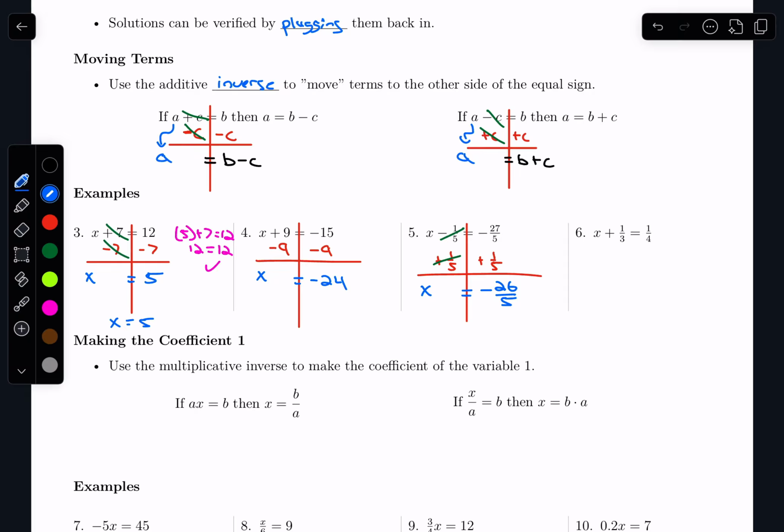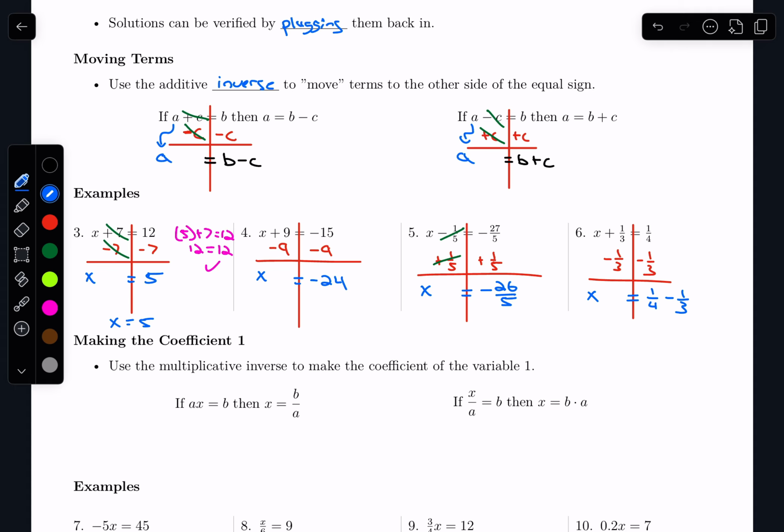Number 6 is almost the exact same problem, but we don't have a common denominator. So it's one step harder. We're going to do the same basic principle where since we have x plus 1/3, I'm going to do minus 1/3 to move this 1/3 to the other side. That leaves me with x on the left, and on the right side, 1/4 minus 1/3.